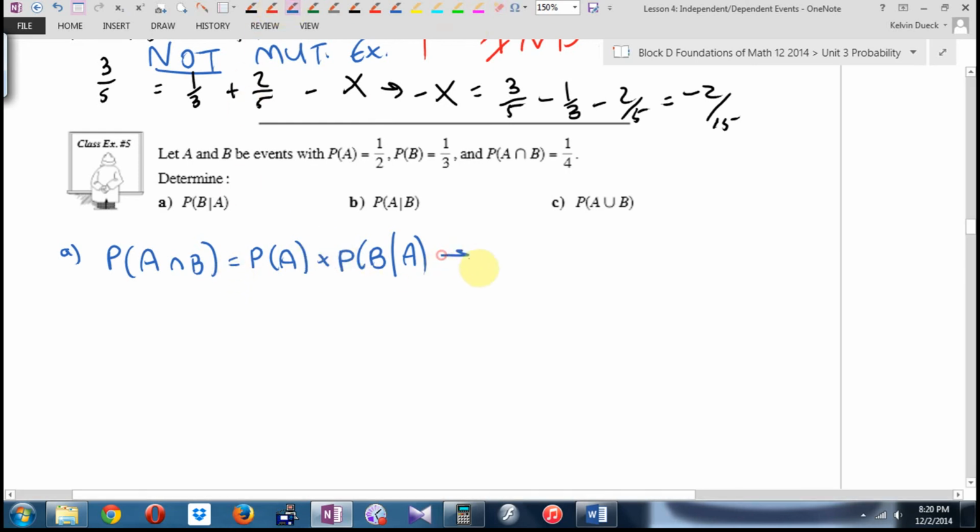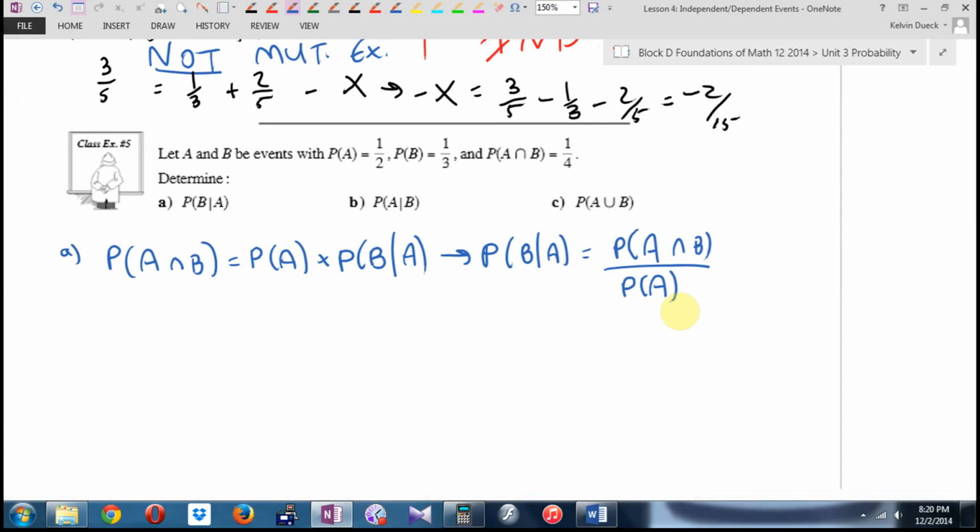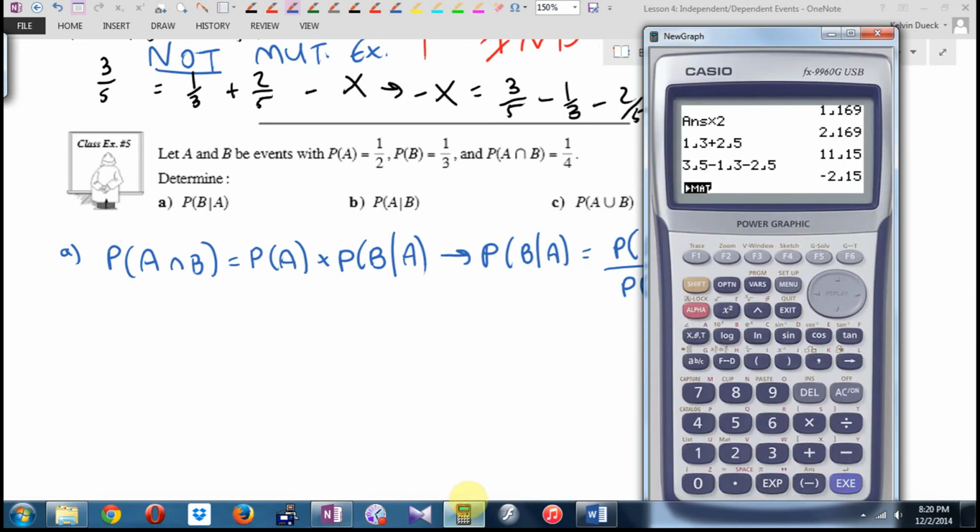The probability of B given A is going to be A and B divided by A. That's the same equation, just rewritten to get a different term by itself. My physics kids, you've been doing this for a while now. Which is going to be 1/4 divided by 1/2.